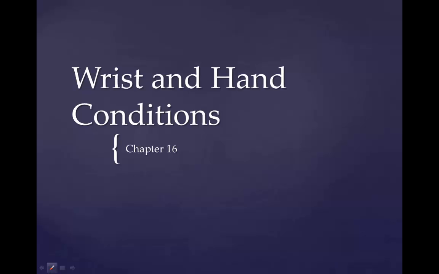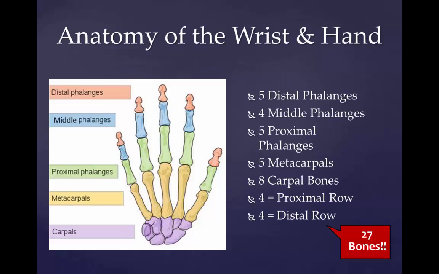Wrist and Hand Conditions, Chapter 16. The bones of the hand and the wrist provide the body with support and flexibility to manipulate objects in many different ways. Each hand contains 27 distinct bones that give the hand an incredible range and precision in motion.